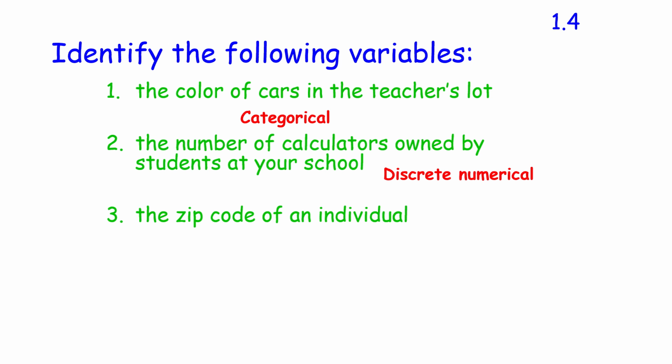What about the zip code of an individual? This is going to be a little bit tricky because zip codes are numbers, right? Like 85204 or 90210. But is that something that's being measured or counted, or is it something that's being put into a category? It's categorical. We could just as soon say that zip code A or zip code B or zip code C.